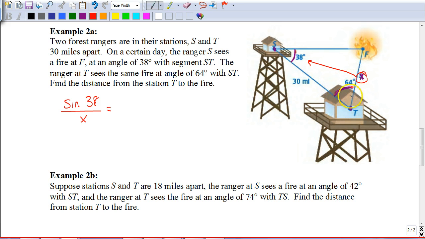Now, even though I know that angle T is 64 degrees, I don't know anything about the side across from it, and I can't do anything to find that side, so I'm not going to use 64 degrees. I'm going to use this side here, that's 30 miles, and the side across from it, which is angle F. But the problem is I don't know angle F. But I do know there's 180 degrees in a triangle. So in order to find the measure of angle F, I'm going to take 180 minus 38 minus 64. And when I do that, I get my angle measure, which is a total of 78 degrees. So this angle here is 78 degrees.